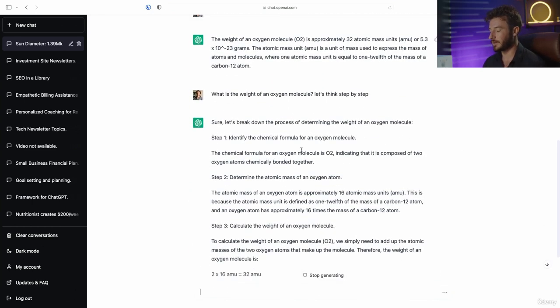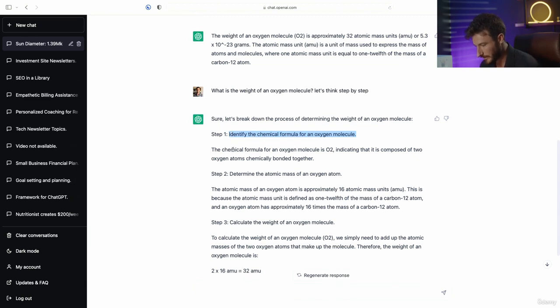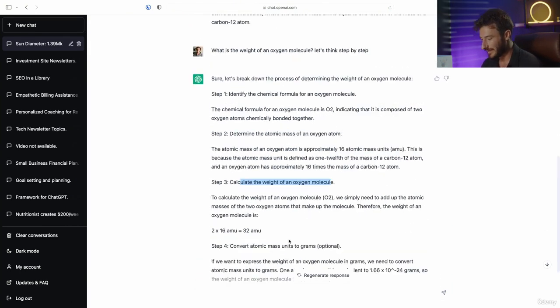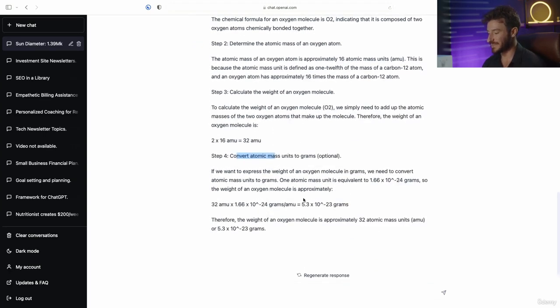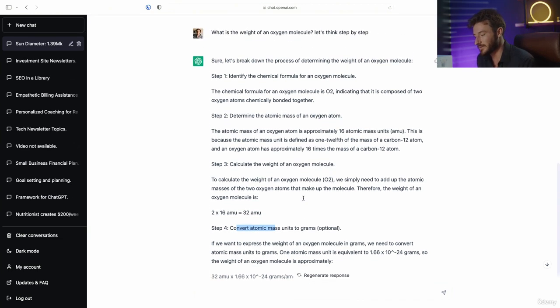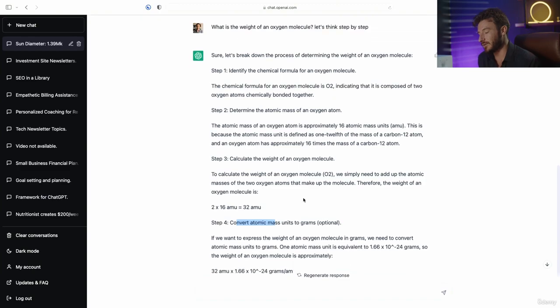And here we have the logical steps to arrive at that answer. Step one, identify the chemical formula of an oxygen molecule, explains what that is. Then we want to determine the atomic mass. Then we want to calculate the weight of an oxygen molecule, and then convert that atomic mass units to grams as an optional step. And we can really see how an expert would go through and get the answer. And you can see what's under the hood and expand simple, straightforward answers into more detailed breakdowns.